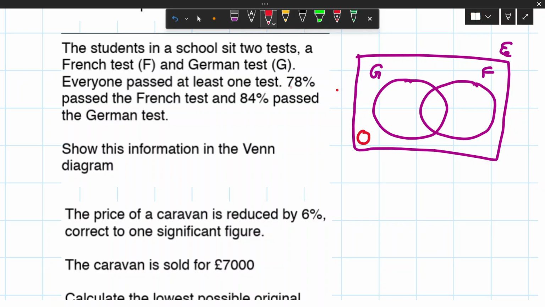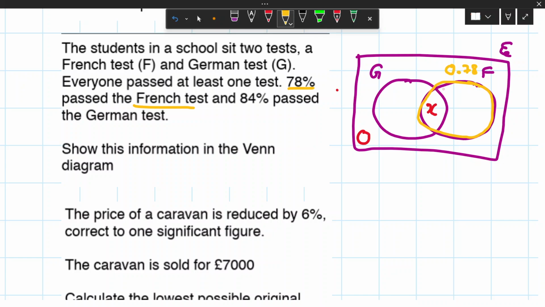Now, the most important piece in a Venn diagram is the centerpiece. Do I know how many people passed both of them? No, I do not know. So that's going to be X. I do not know what that number is. But what do I know? I know the amount of people who passed the French test is 78%. So that means this whole circle here is meant to be 78%, which is 0.78.